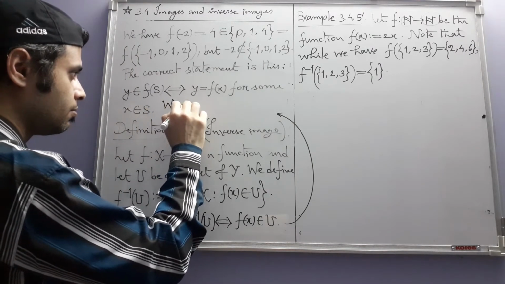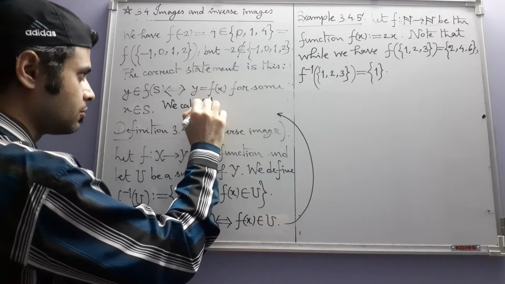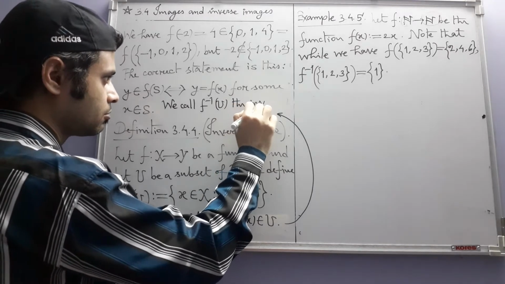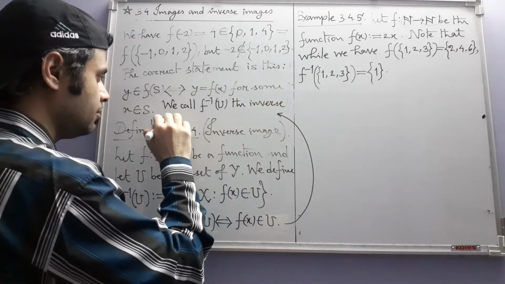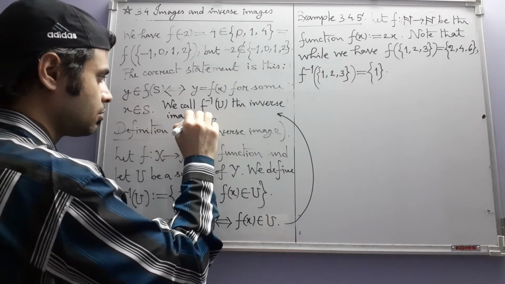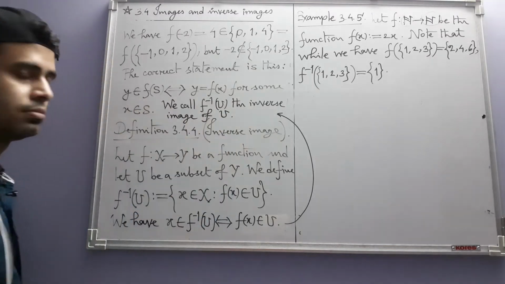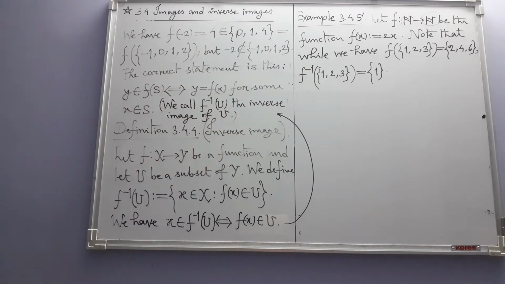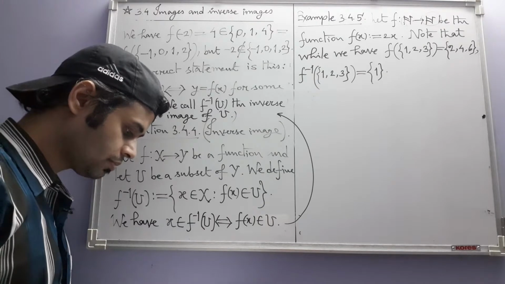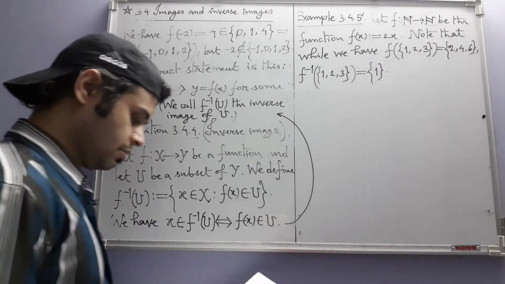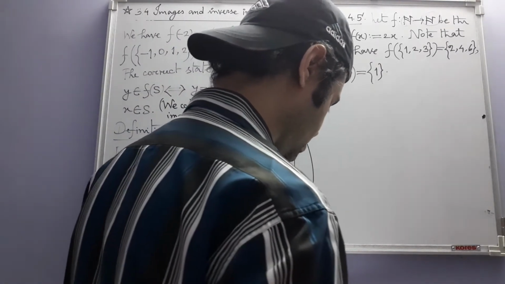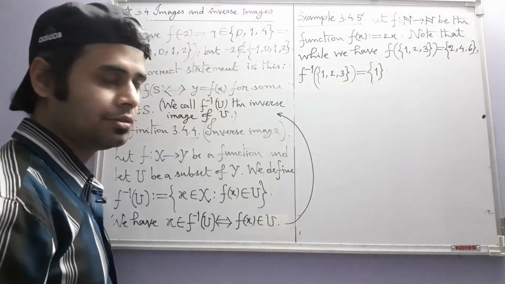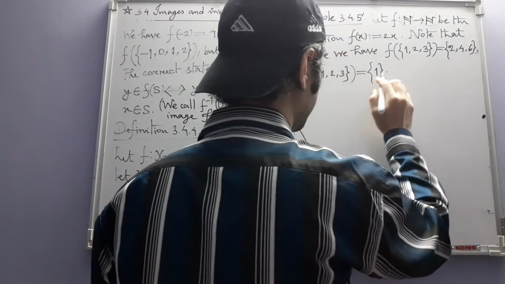We call f inverse of U the inverse image of U. Okay, this line is known as the inverse image of U. So now we see that these two are quite different sets, and we are going to mention that.